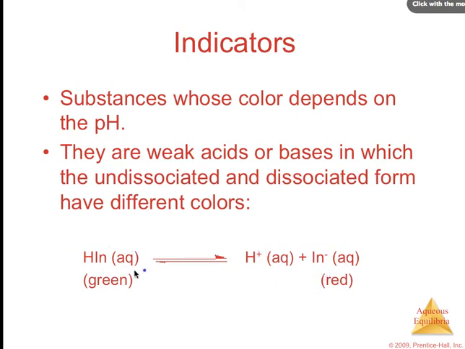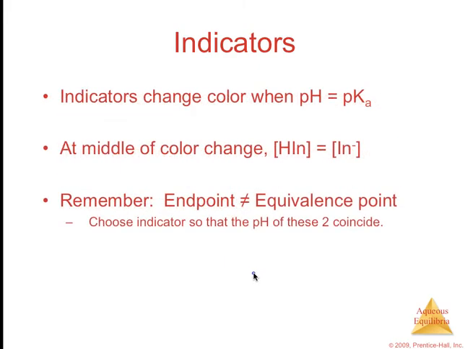If the weak acid has a green color and the anion has a red color, depending on the pH, obviously, it's either going to be green or red. The important thing to note is that these indicators are going to change at the point where pH is equal to the pKa. That is the point where the concentration of the acid is equal to the concentration of the anion. That is the middle of the color change.